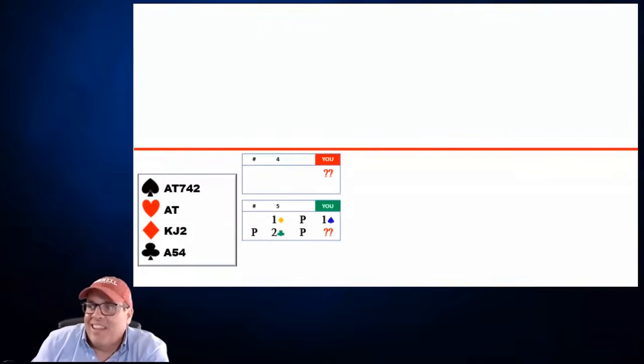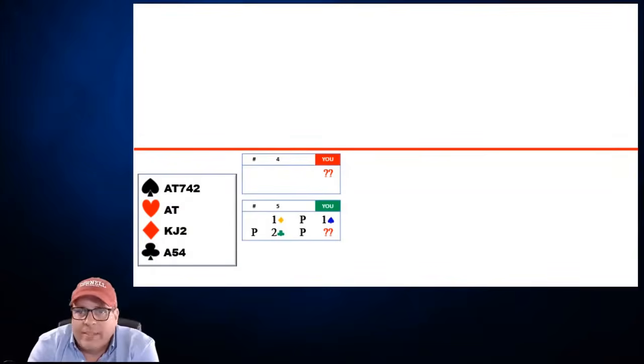Good. Next case. This time, your partner opened 1 diamond. You responded 1 spade and they bid 2 clubs. Make your call with this hand. Right, 10 minutes left, guys. You got this. We're going to get through this slide, which means we have 7 problems to go after this. Stay focused. Don't quit. Push through.